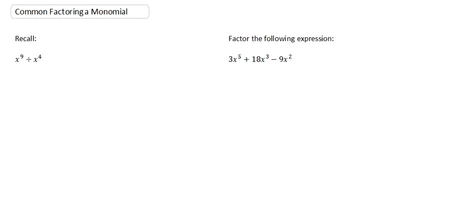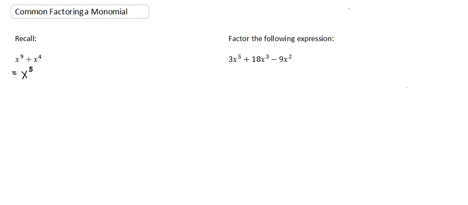So if we look at the first example, right here, x to the exponent 9 divided by x to the exponent 4. To get our answer, we leave the x and we subtract the exponents, 9 minus 4, which is 5. We're going to use this skill in the factoring example on the right. We need to factor 3x to the 5 plus 18x cubed minus 9x squared.